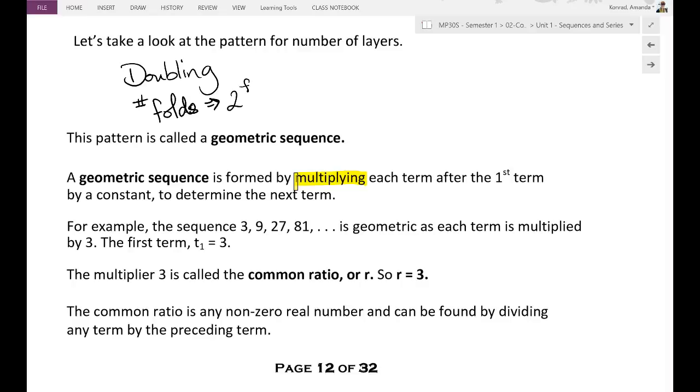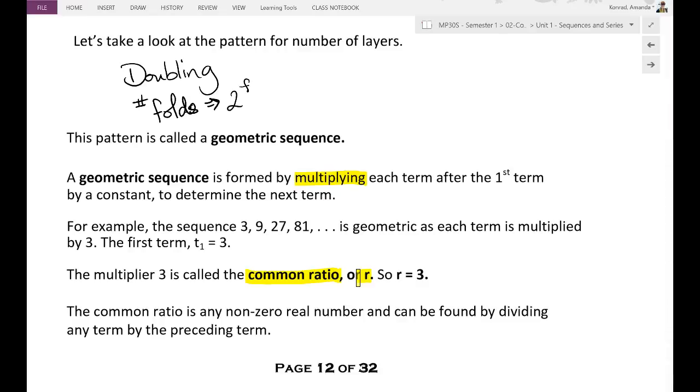And we're hearing this constant thing again. We're going to call it something different, so be careful. For example, the sequence 3, 9, 27, 81 is a geometric sequence as each term is multiplied by 3, and the first term is also 3. That multiplier, that number that you're multiplying by every time, is called the common ratio. So be careful. Common difference is when we're talking about adding and subtracting. Common ratio is when we're talking about multiplying.